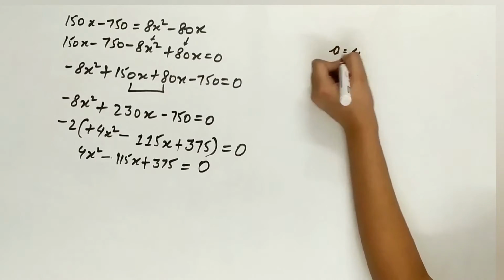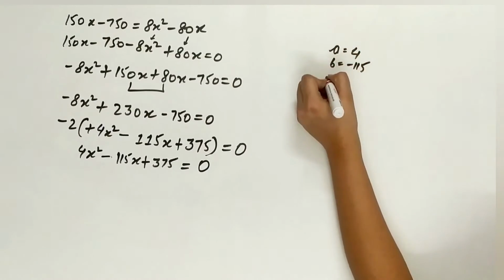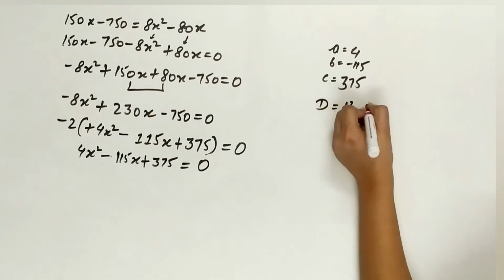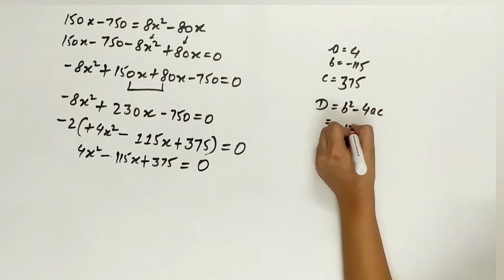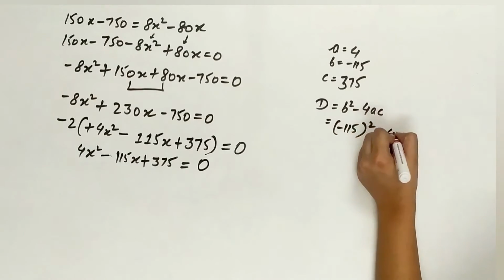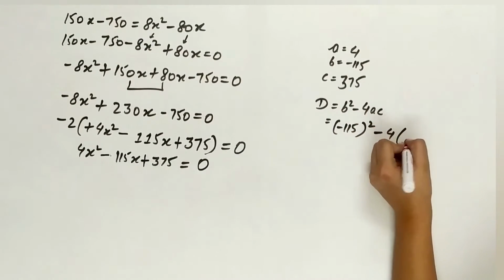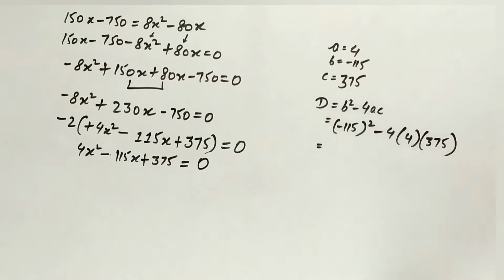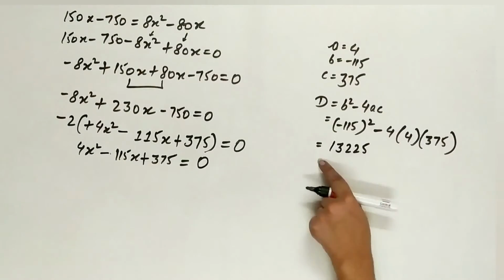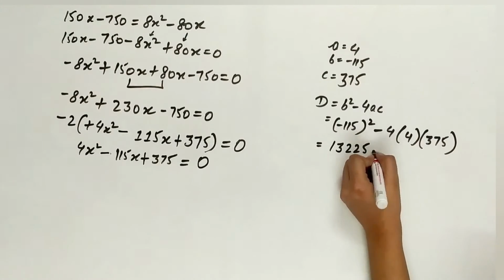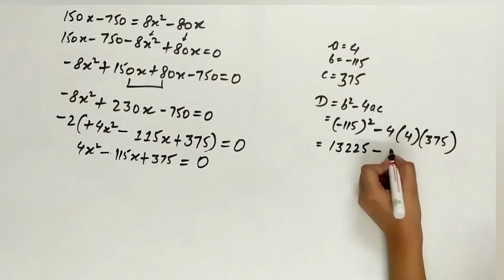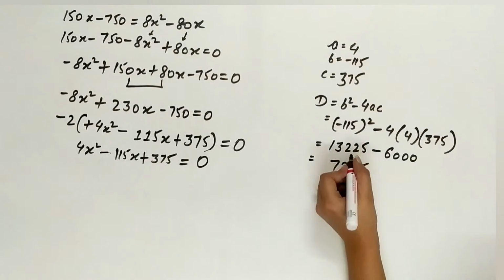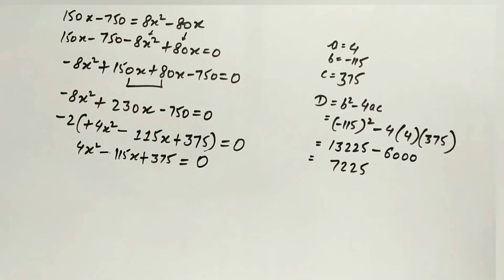A is 4, B is minus 115 and C is 375. D is equal to b square minus 4ac. So minus 115 square minus 4 multiplied by 4 multiplied by 375. 115 square is 13,225 and 4 multiplied by 375 is 6,000. And 13,225 minus 6,000 is 7,225.